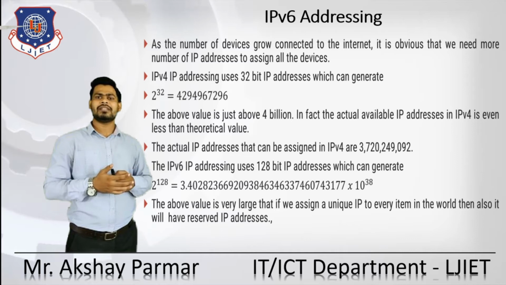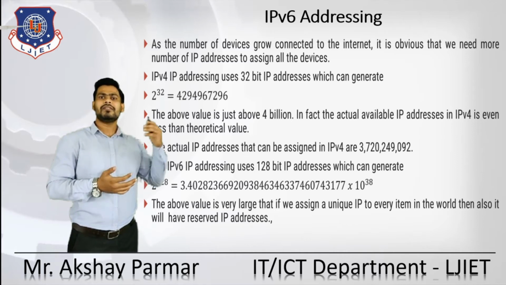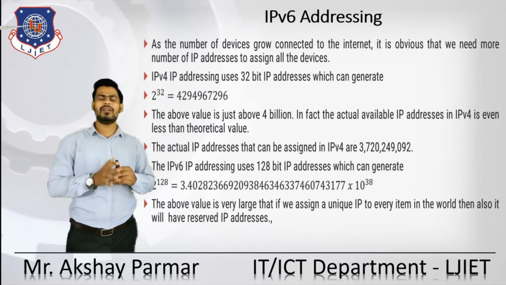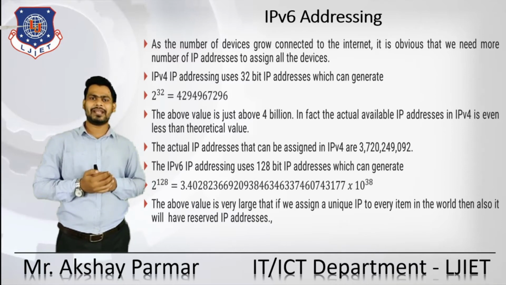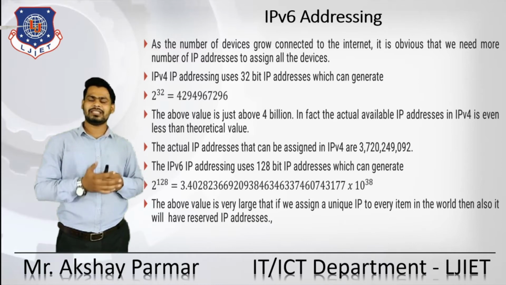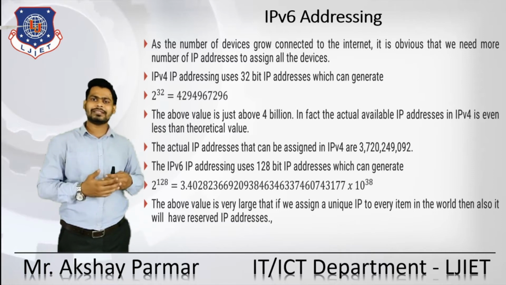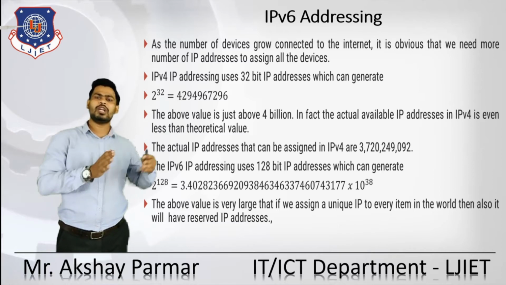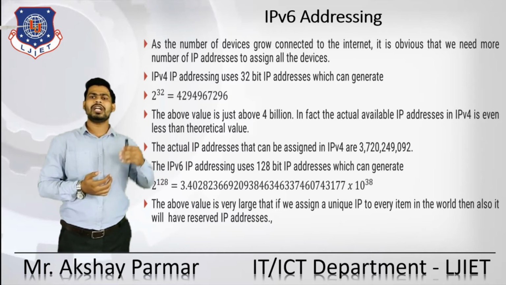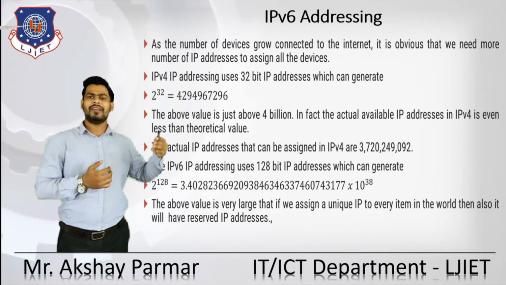Now, Internet Protocol version 6. IPv4 has 32-bit IP addresses, whereas IPv6 has 128-bit IP addresses. So in IPv4, with 32-bit addresses, we have 2^32 IP addresses. Likewise, IPv6 has 128-bit IP addresses, so it has 2^128 IP addresses.